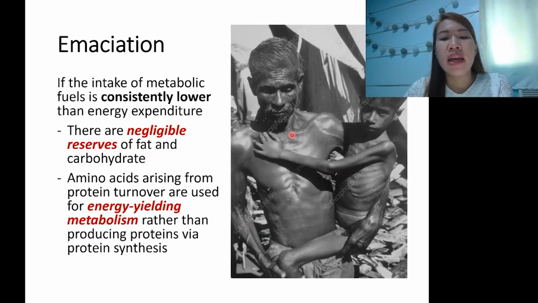Halos wala na nga. We call this butot balat, right? And even carbohydrate reserves are very negligible. So the amino acids arising from protein turnover are used for energy-yielding metabolism rather than producing proteins via protein synthesis. So these amino acids will be used for energy-producing metabolism rather than for protein synthesis. So this is called emaciation.